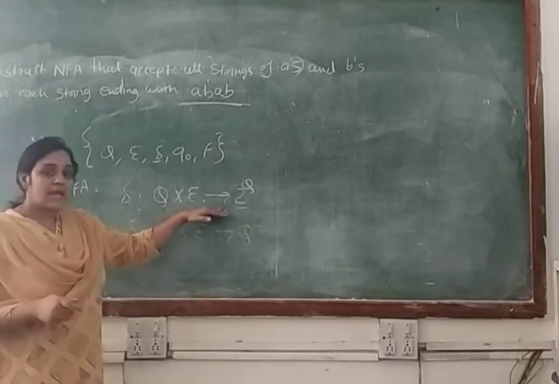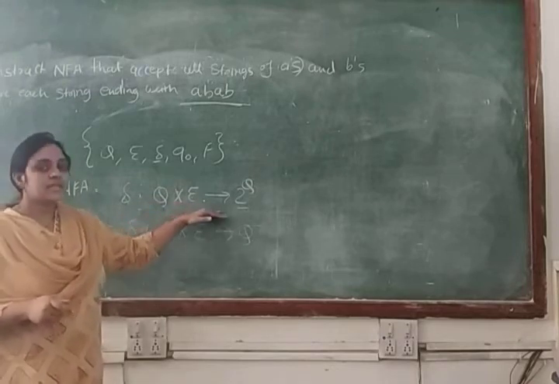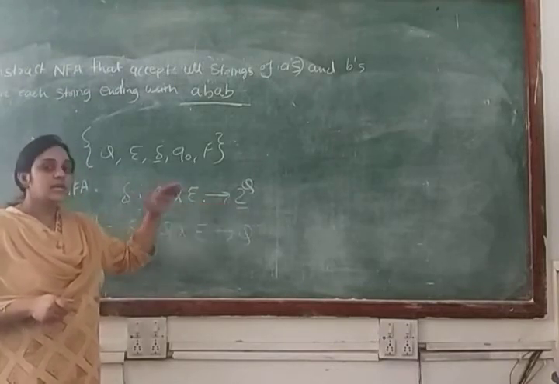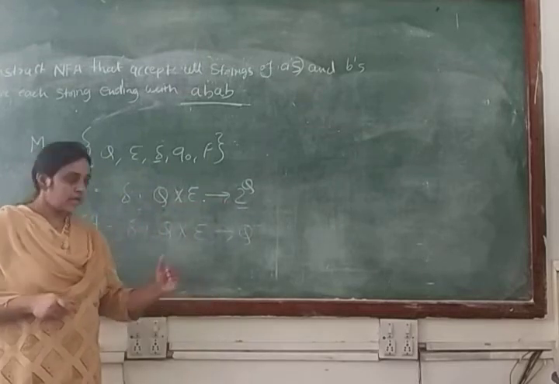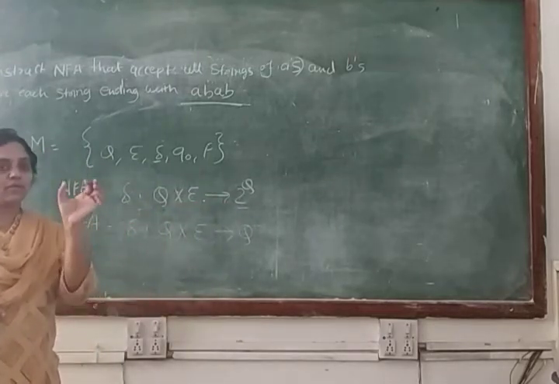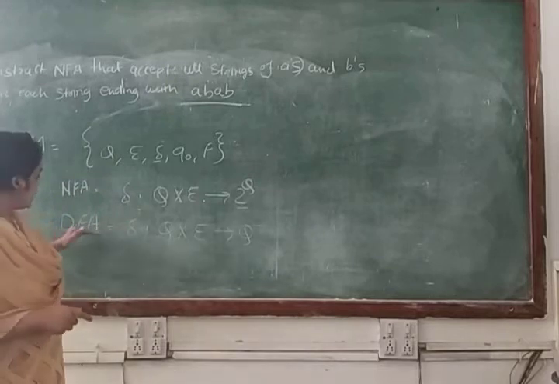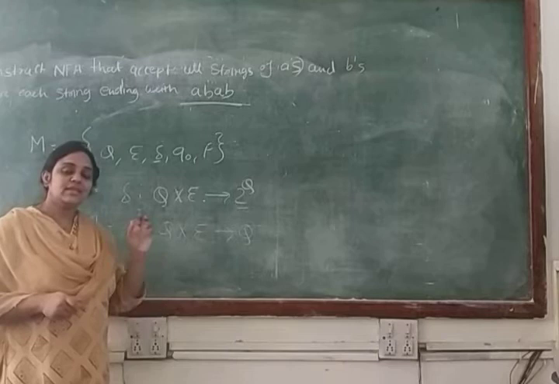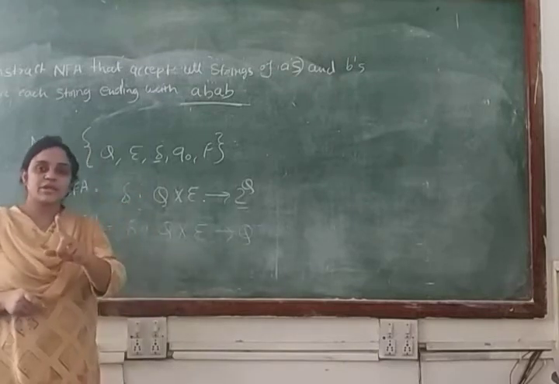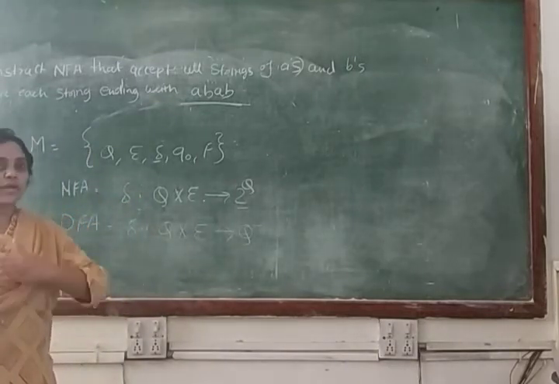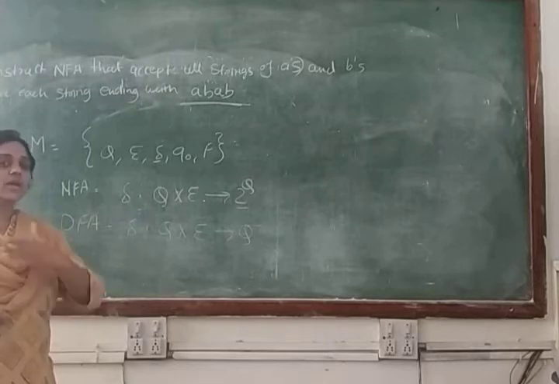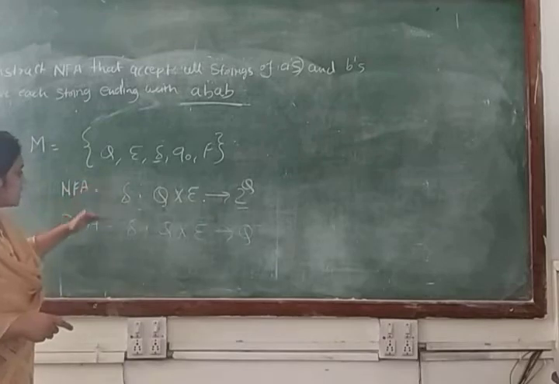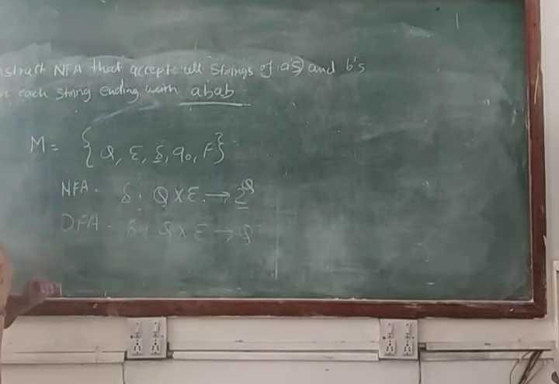According to the NFA, the transition function is Q cross sigma implies 2 raised to Q. Why? Because you can make multiple transitions, so you can get more states whenever you make a transition. In the DFA case, you can see Q cross sigma implies Q, because in that case you can make only one transition for one input symbol. You cannot make multiple transitions, so you cannot get a set of states. That's why the transition function is different between NFA and DFA.